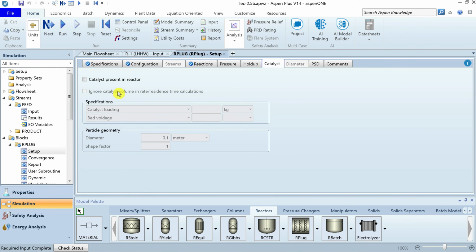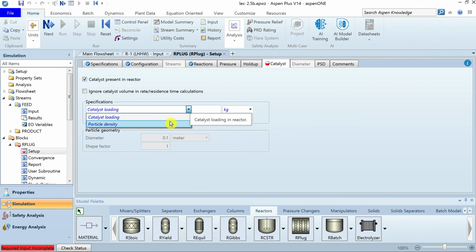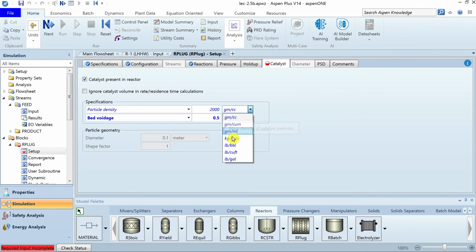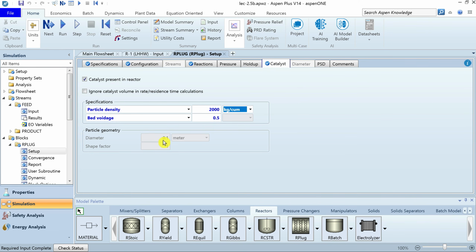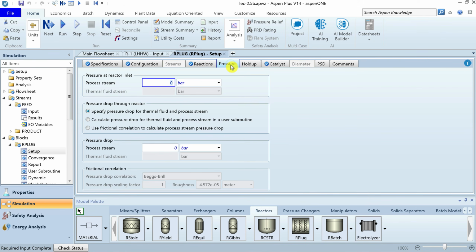Go to the catalyst tab for the specifications of the catalyst. The catalyst specifications can be provided in the form of bed porosity. The other specifications can be catalyst loading or particle density. In given case, the particle density of 2000 kg per cubic meter is mentioned. Besides, you can consider ignoring catalyst volume in the rate residence time calculations as well. It is also possible to define the particle geometry for the calculations of the pressure drop if appropriate pressure drop correlation is selected.